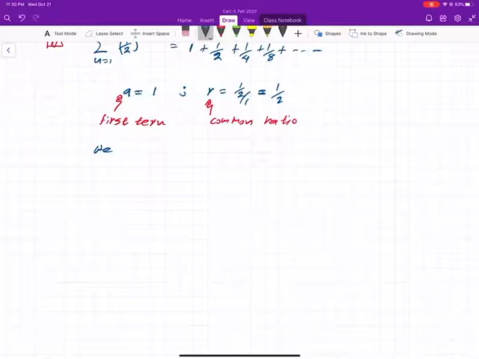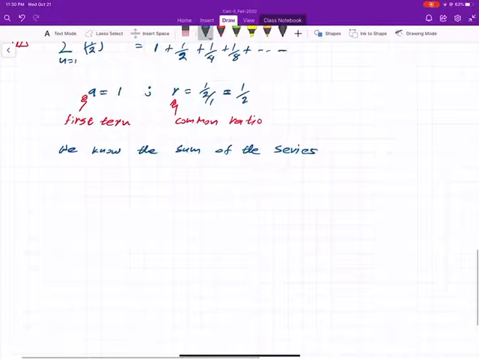We know the sum of the series. There's a formula for that. Sum of the series is actually A over 1 minus R. We have learned this in the previous title, in the same section, where we use this formula.